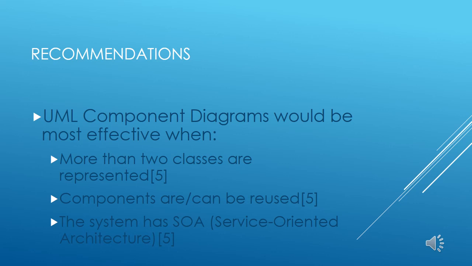UML component diagrams give a high-level overview of a program's design, the components required, and how they will interact. UML component diagrams would be most effective when there are more than two classes, when components can and will be reused, and when the system has an SOA, or service-oriented architecture, meaning that the components will rely heavily on the communication from one component to another component in the system being designed.